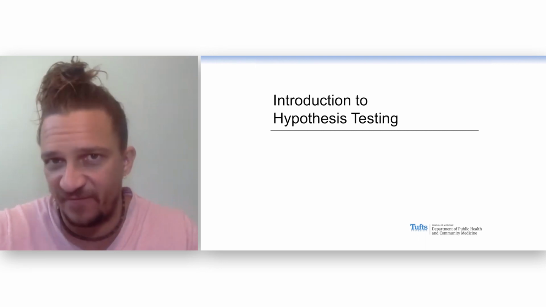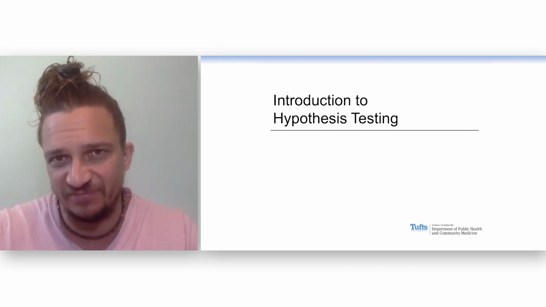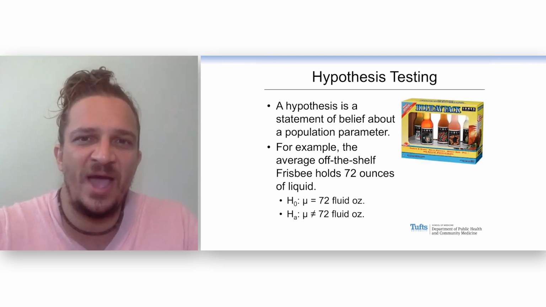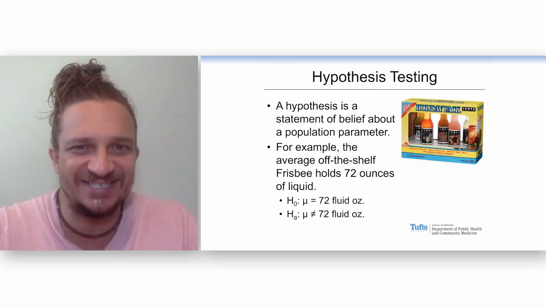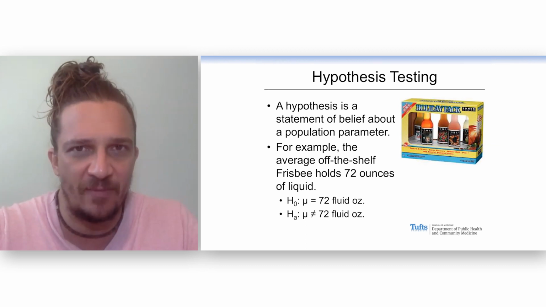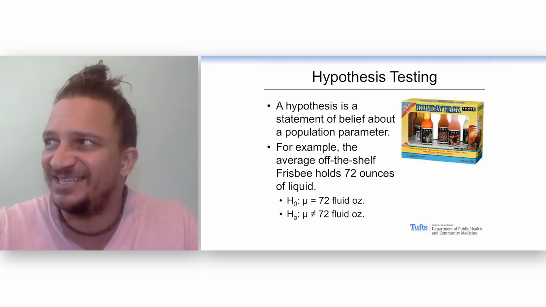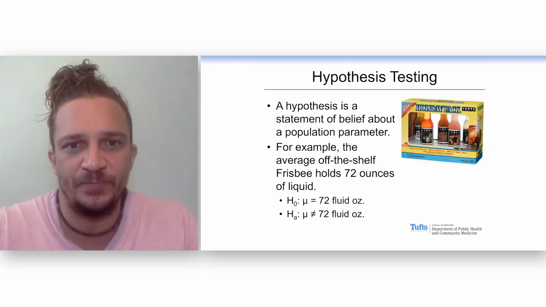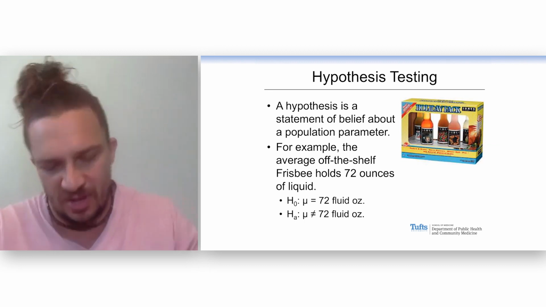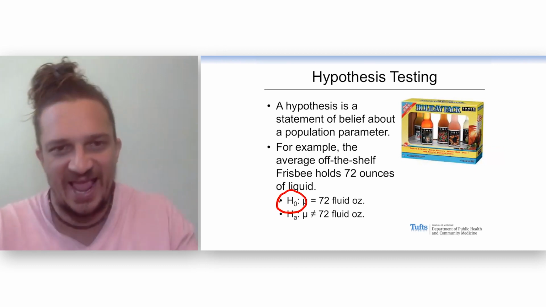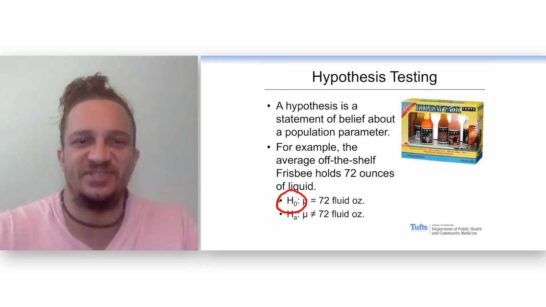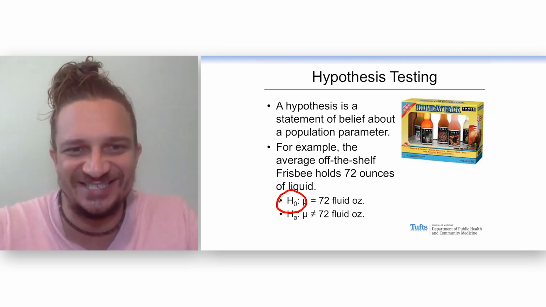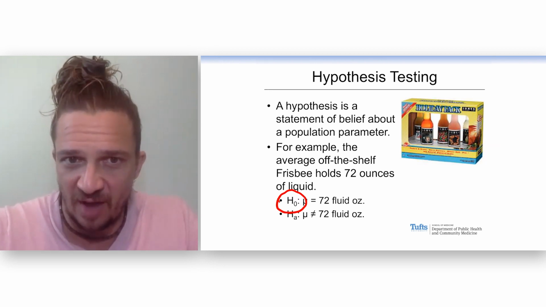Hypothesis testing is sort of the flip side of estimation. It's really the same thing. The way hypothesis testing works is it's a statement of belief about some population parameter. You explicitly state, I think blank is true. And this is what we're going to call the null hypothesis, or the H naught, or the H sub 0. The null hypothesis is a statement of belief about a parameter.